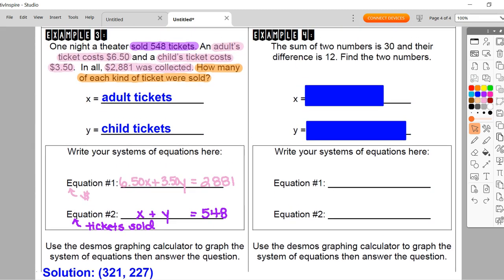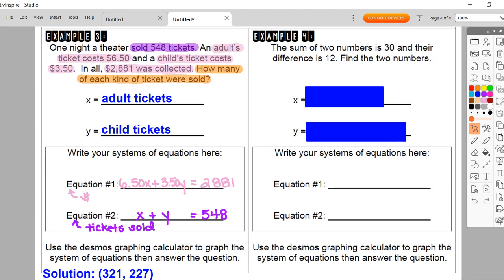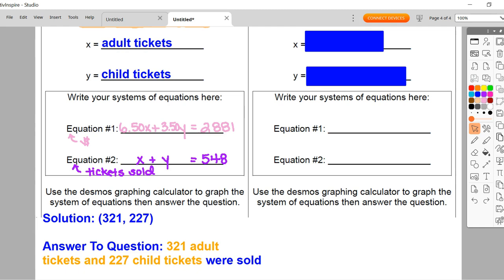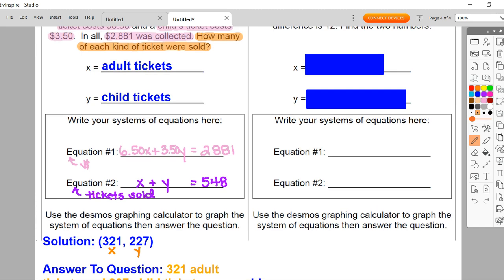The question I have highlighted in example 3 in orange is how many of each kind of ticket were sold. Specifically, X was talking about the adult tickets like we just referenced in our variables above, and Y equals child tickets above. So that's why I said 321 adult tickets were sold and 227 child tickets were sold. Basically, I'm putting the units on my X and Y variables that I defined in the beginning.